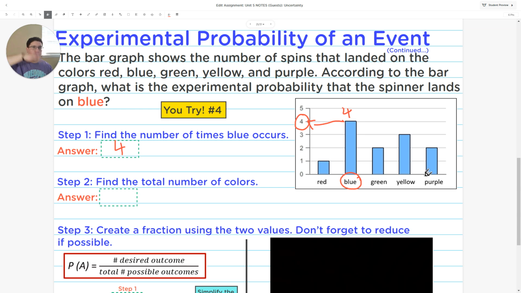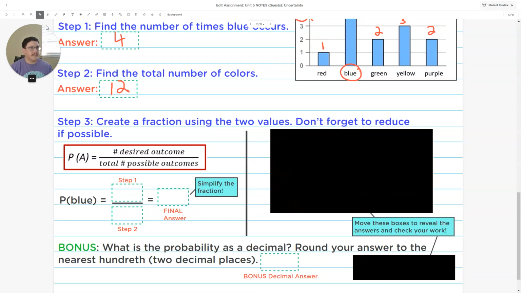Number of colors, trials. So that's 1 plus 4 plus 2 plus 3 plus 2, which we said before was 12. So 4 out of 12. Create a fraction. So we're going to do 4 out of 12.